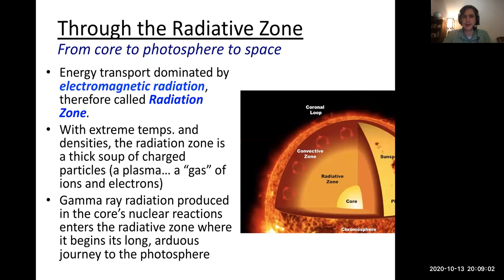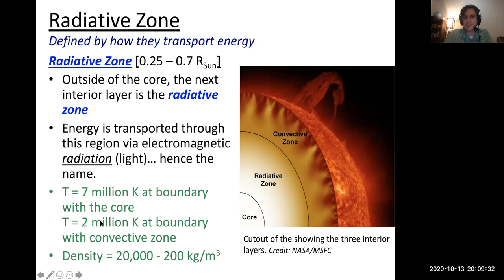However, it's not a simple path for those photons created in the core to make their way through the radiative zone on their journey towards the surface, where they can eventually go into outer space and we can see the sunlight. Energy is produced in the core by fusion, then it travels through the radiative zone as light. But the radiative zone has extreme temperatures and densities. I didn't mention that the temperatures are still in the millions of Kelvin, and the densities are still crazy, crazy high.